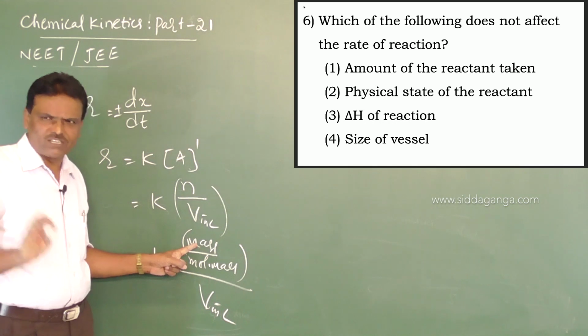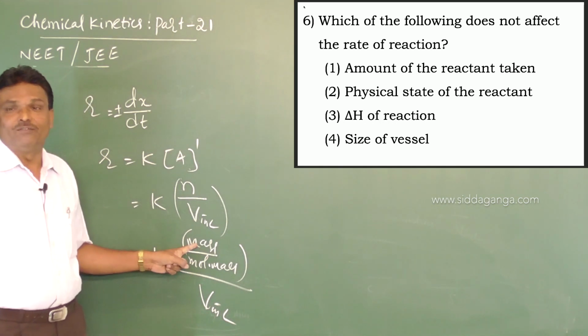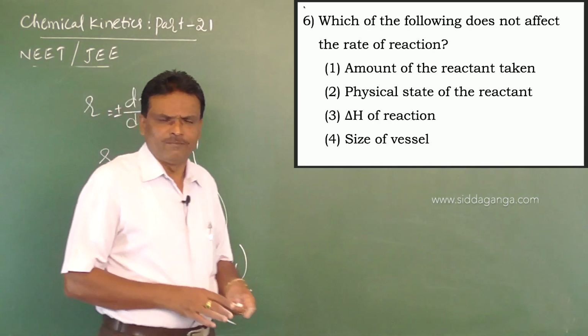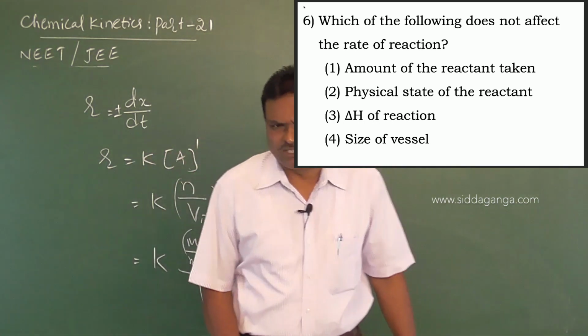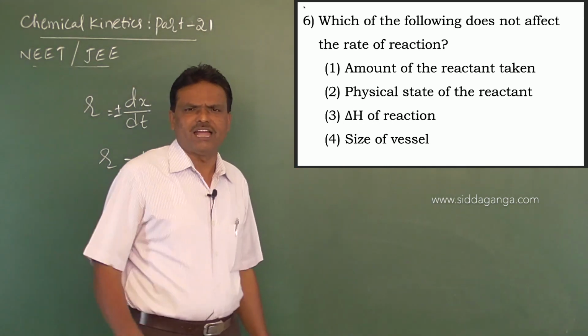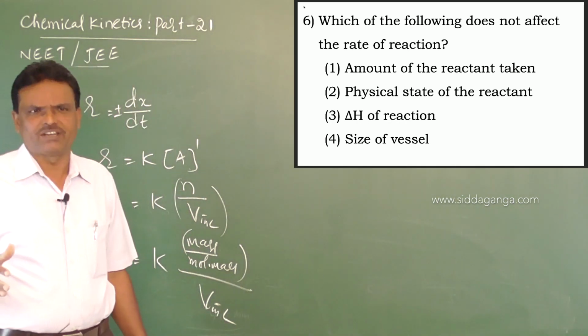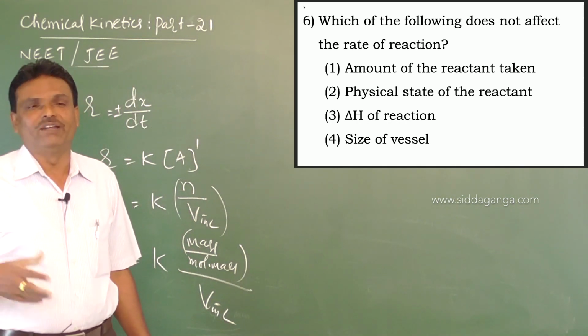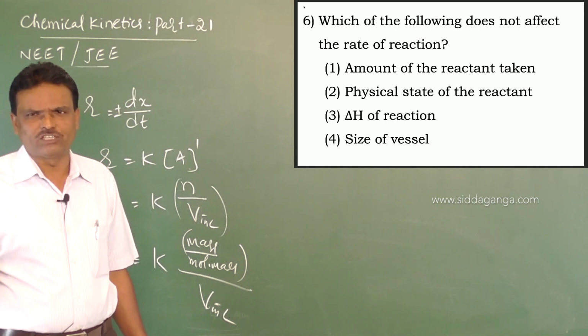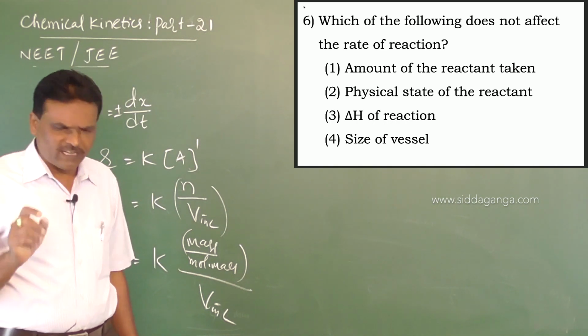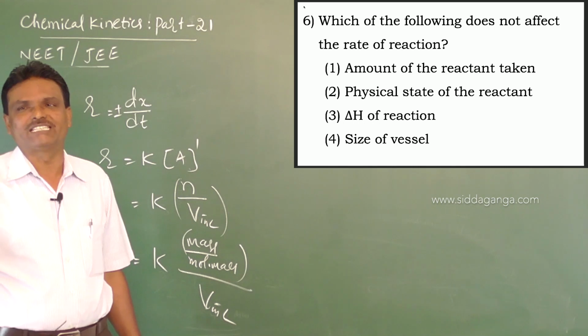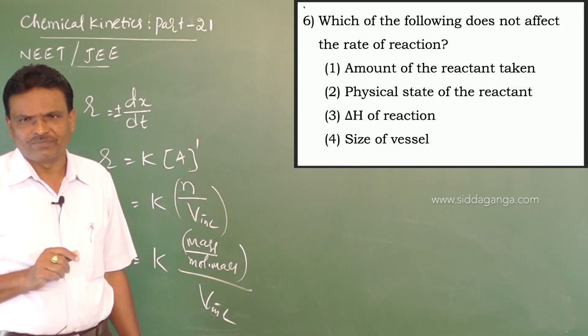So rate of reaction depends on amount of reactant. Then physical state of reactant. So we know that if it is in the solid state, reaction rate is slow. If it is in the liquid state, reaction rate is somewhat high. If it is in the gaseous state, reaction rate is too fast. So the rate of reaction also depends on the physical state of the reactant, that is also correct.